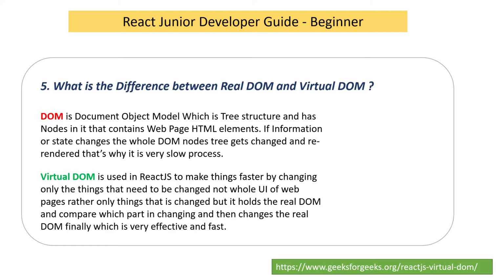First it compares which part needs to be changed, then it changes the real DOM. First it needs to identify in the real DOM which part or which state is changed, then it calls the real DOM and changes it, which is very effective and fast, because this way I can change only the part that is changing, not the whole web page, which is slow. So that's why the virtual DOM is our savior, making the website super efficient, super cool and super fast.